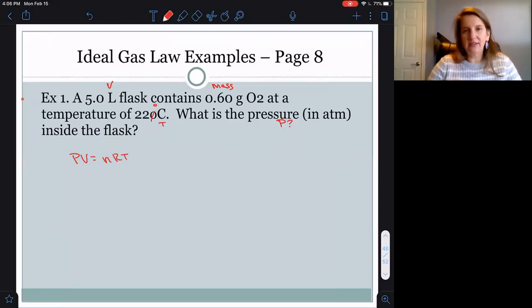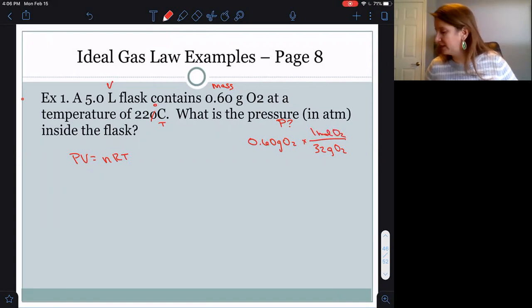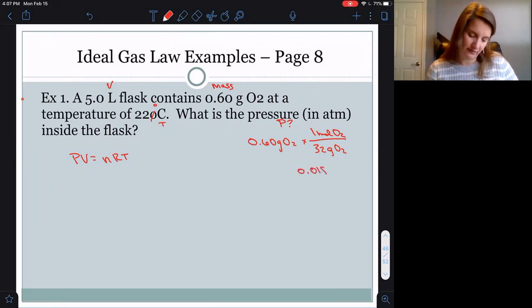Now, first off, n stands for moles, not the mass. So we have to convert the mass of oxygen into moles. So we have to have the molar mass down here so we can get our moles of oxygen. So we have 0.6 divided by 32, and that's 0.01875. Now, I don't like to round to sig figs until the very end.